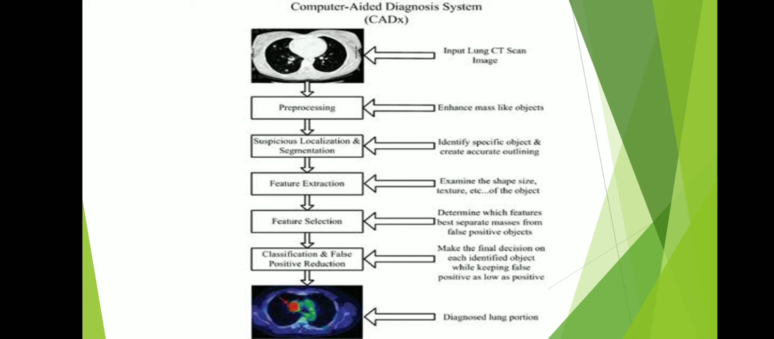Then next will be suspicious localization and segmentation. That is also the function of CAD-E only. That is the identification of the objects and creating accurate outlining. So it will particularly mark all the suspicious parts, and for marking it will use various symbols. Different types of suspicious parts will be symbolized by different types of symbols.